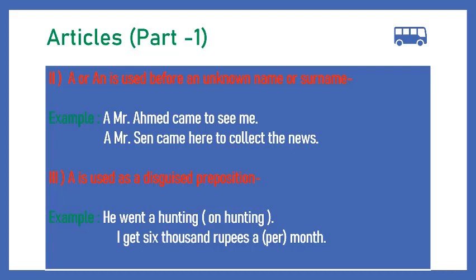Number 3. A is used as a disguised preposition. For example, he went a hunting, on hunting. I get 6,000 rupees a month. Sometimes a is used instead of a disguised preposition. Here a denotes on.